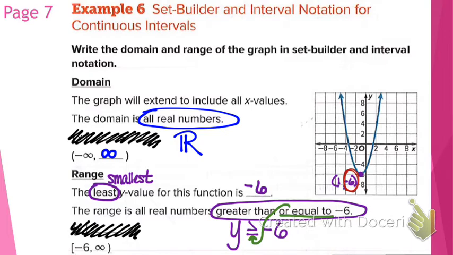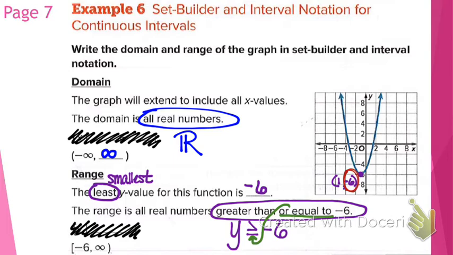Where is all the rest of the graph? Below or above that? Above. When I go up, are the numbers getting bigger or smaller? Bigger. That's why I have the infinity second. That's the biggest. That's the smallest, the lowest.